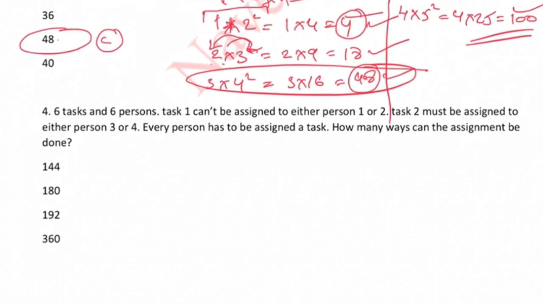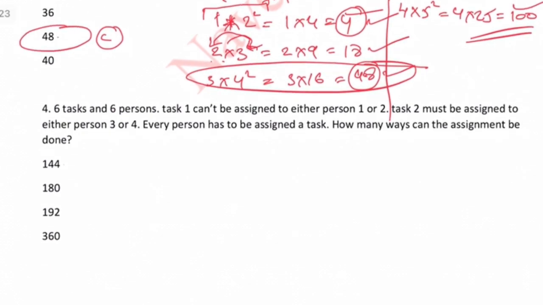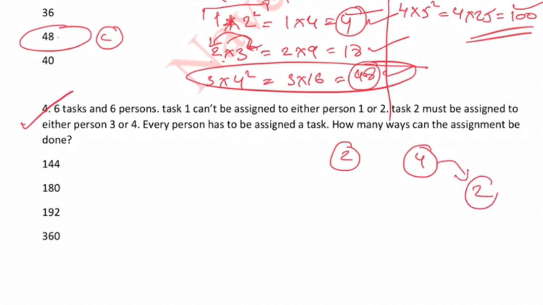Coming to the next question. 6 tasks and 6 persons. Task 1 can't be assigned to either person 1 or 2. So 2 persons we cannot assign that work. Task 2 must be assigned to either person 3 or 4. So after 6 persons are here, there are only 4 persons remaining. And from those 4 persons, 2 other people cannot be assigned a particular type of work. That is 2 and 2 here are fixed, and the remaining is only 2. So that will constitute the 6.